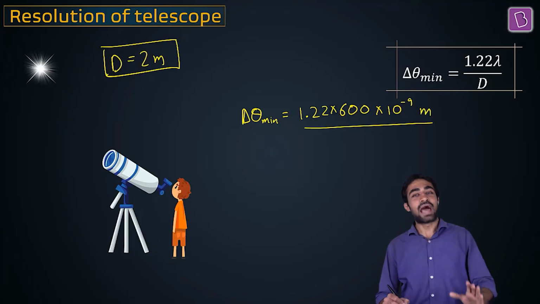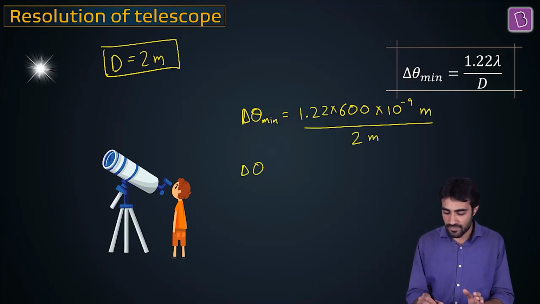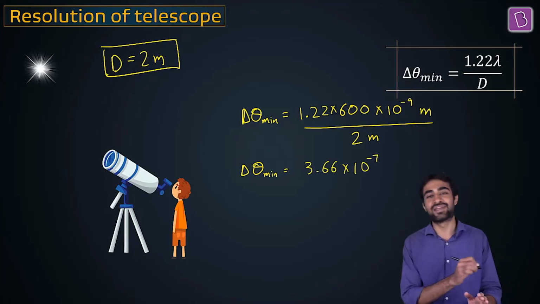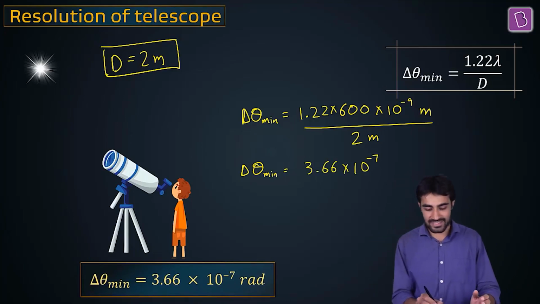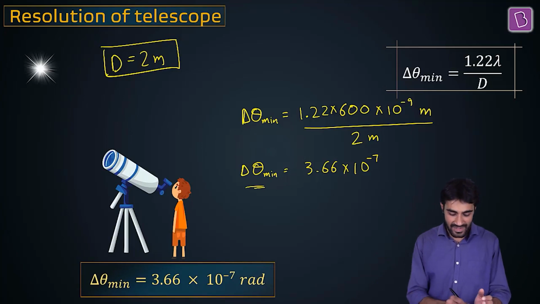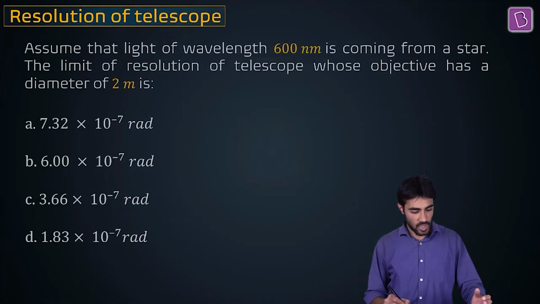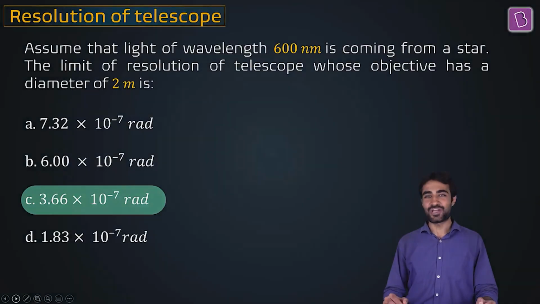And then the diameter is given to be 2 meter. So what are we getting? We are getting the value as 3.66 into 10 raised to power minus 7. So small is this angular separation or delta theta minimum. And now we can go and mark option C as the right answer for our question.